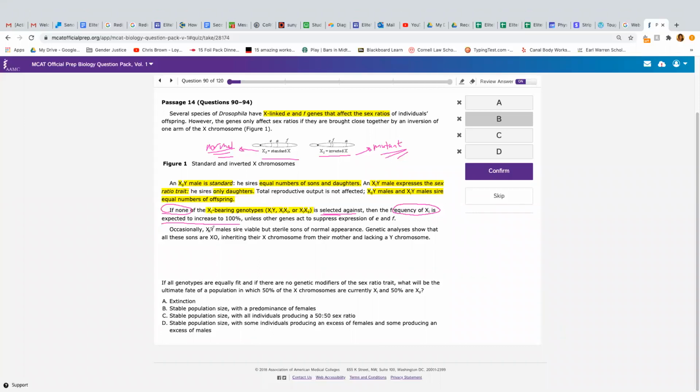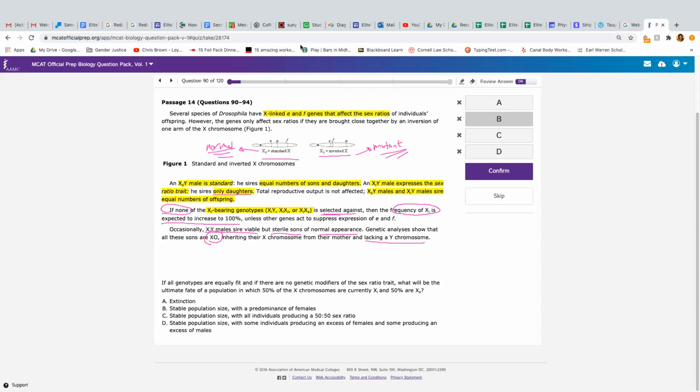And in the last sentence, occasionally, males can sire viable males with the F or the mutant allele, which, remember, if you had a mutant allele, you could only sire daughters, but it says that there are times when they're able to sire males, but these males are often sterile, but normal appearing. And genetic analysis shows that these males are X-null, right? So they're missing their Y, lacking a Y.